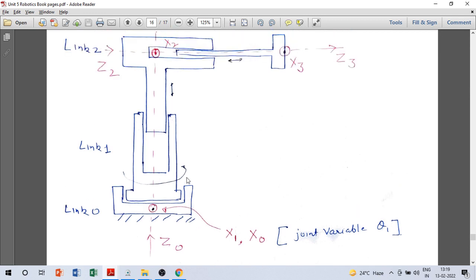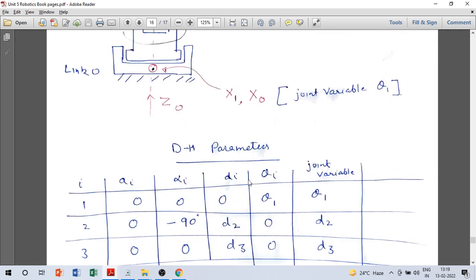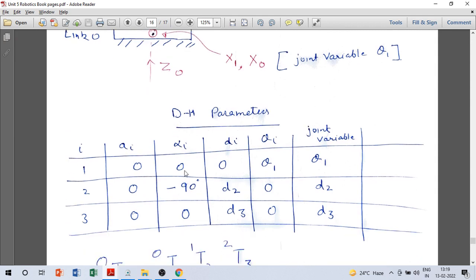So we have assigned coordinate frames here, and we write DH parameters. Again, you'll have to refer to that figure, and those parameters have been written. For each joint, there will be one joint variable. You cannot have two variables. For example, for one, your variable is theta1, so it varies, but d1 has to be constant. It can be 0 or a fixed number, but it cannot be variable. You can have only one joint variable.